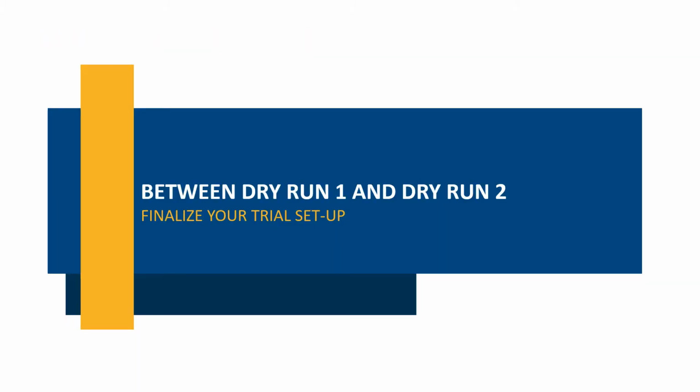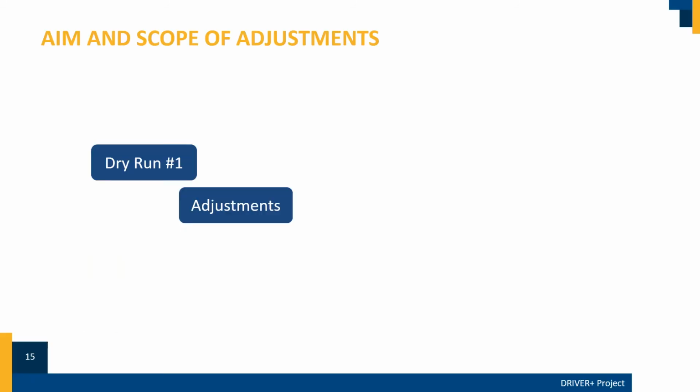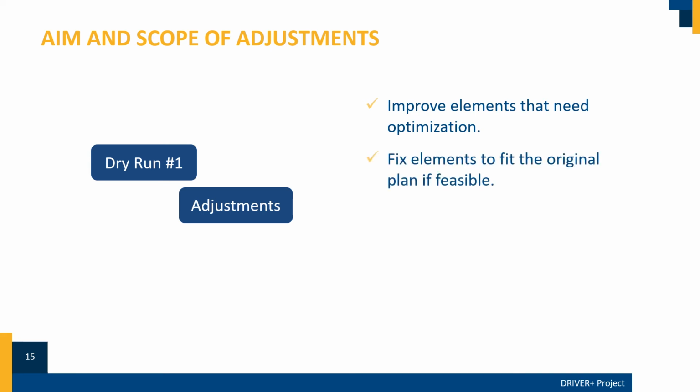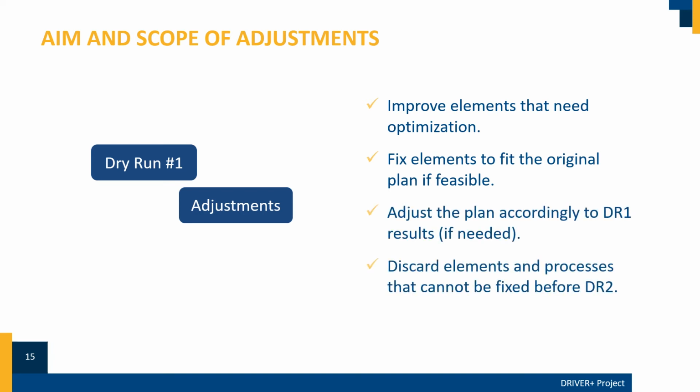Next, how to finalize your trial setup and which adjustments to do between Dry Run 1 and Dry Run 2. This is the time to rework things that can be fixed easily or absolutely must be fixed. It is important to assess the feasibility of those fixes, meaning their importance, especially in the scope of your trial objectives, and the time it would take to do these fixes. Feasibility and necessity are key words here.